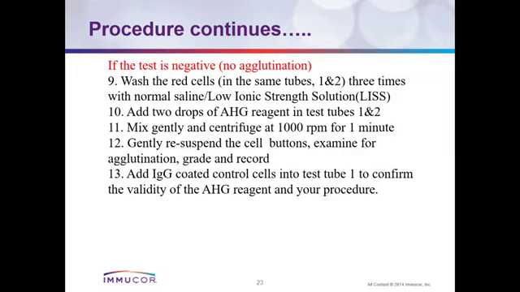Okay? Then you add 2 drops of anti-human globulin reagent in test tubes 1 and 2. And remember, 2 is the control. So you mix gently and centrifuge at 1000 revolutions per minute for 1 minute, and then gently resuspend the cell buttons. You examine for agglutination, grade them and record them. It can be +1, +2, +3, or +4. Then you add your check cells, which in this case we are calling IgG-coated control cells. These check cells should validate your reagent and then the procedure. So you add the check cells into tube 1 to confirm the validity of the anti-human globulin reagent and your procedure.